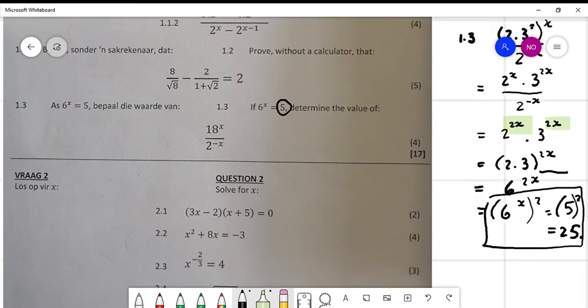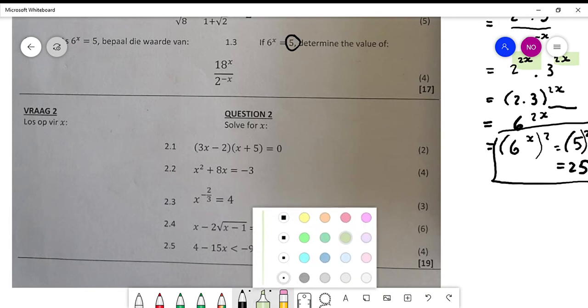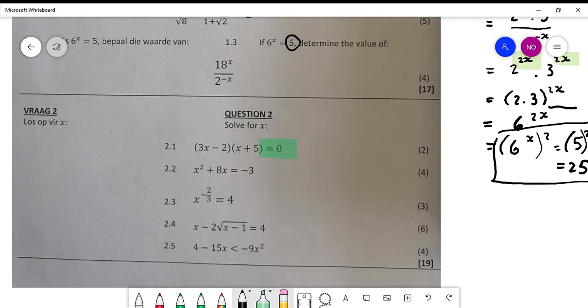Okay, goed. Done with 1. On to 2.1. Oh my word, guys. Please, in your whole life, never again, when you see a equal to 0, feel like you have to do any additional steps. That one has already been put in its standard form. It's already been factorized. You literally only have to say that means that x is equal to 2 over 3 and x is equal to negative 5.